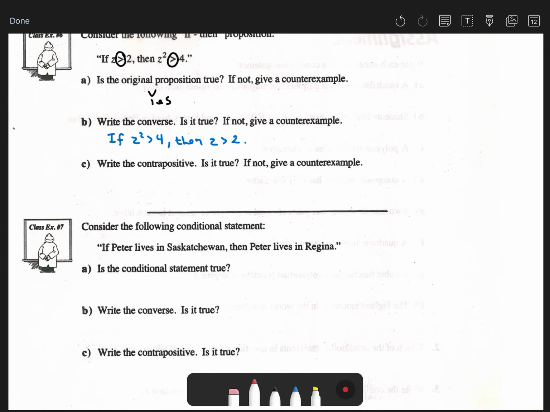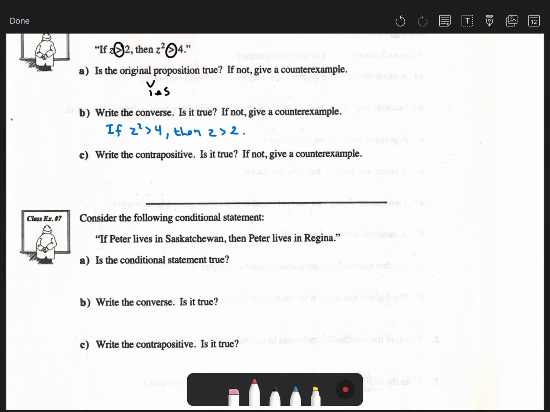Well, this is not true. So it says I have to provide a counterexample. The counterexample here comes from me squaring a negative number. Remember when I square a negative number, it's positive. So for example, let's say I take a z value that's equal to -4. So z equaling -4 is a counterexample.